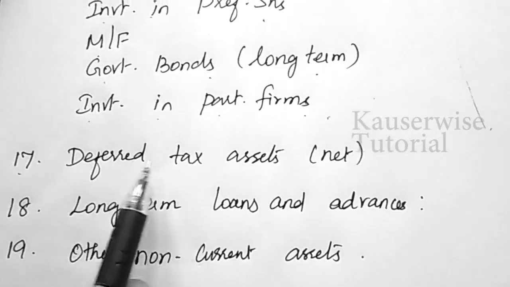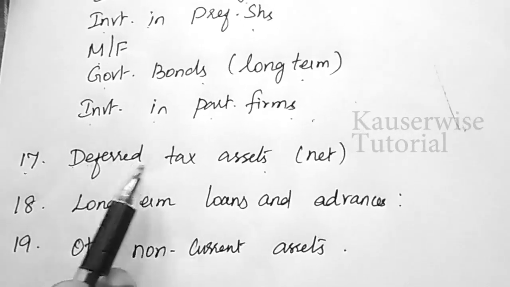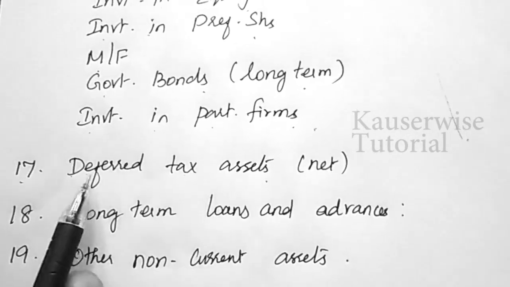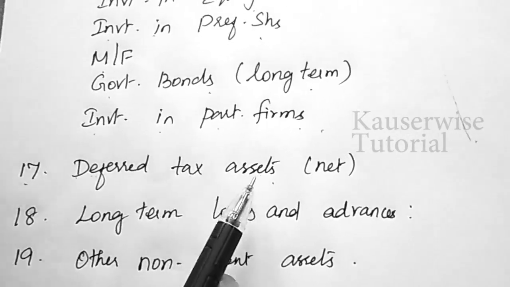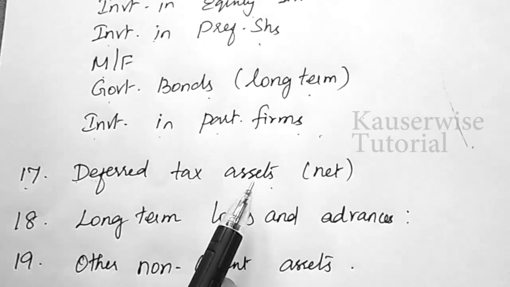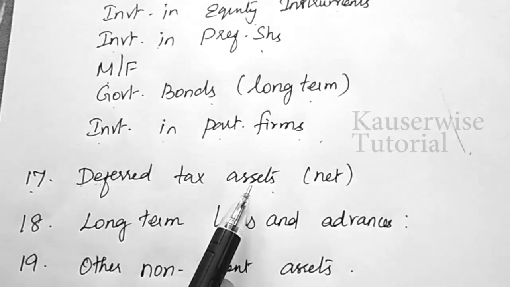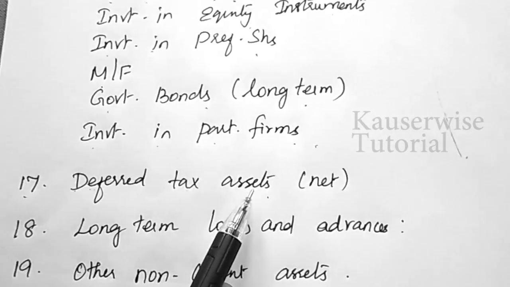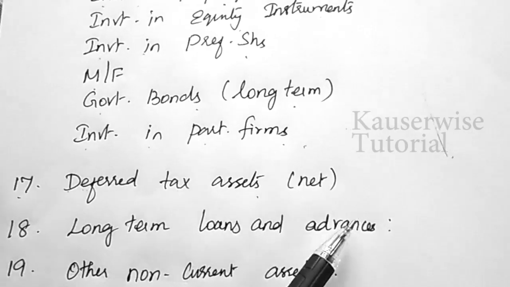The next one is deferred tax asset. I already explained, so there is a possibility of getting deferred tax liabilities or deferred tax asset. So according to the positive value or negative value, you can enter either on the liability side or asset side. Whether it is a liability or asset, both are temporary in nature. Okay, it is only book entries.